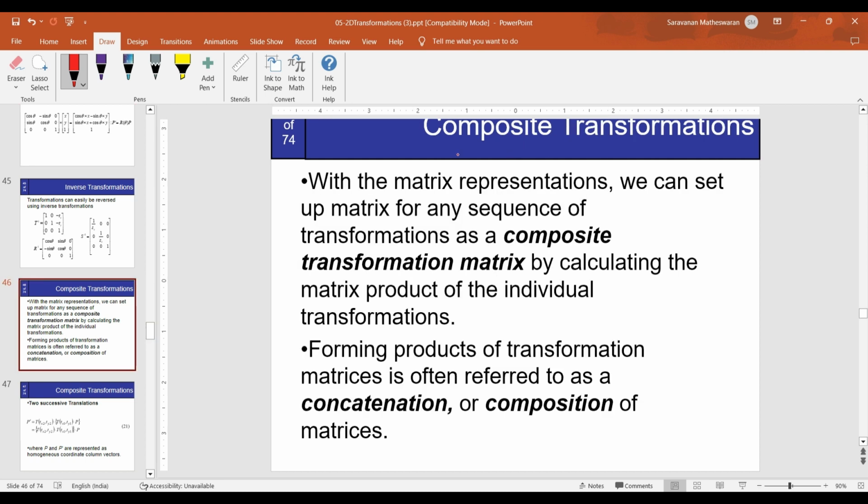Composite transformations are also there. What does composite transformation mean? We are not doing only one task; we perform several tasks. Suppose translation and scaling want to be performed, or sometimes translation, rotation and scaling. Composite transformation means combining one or two operations together.